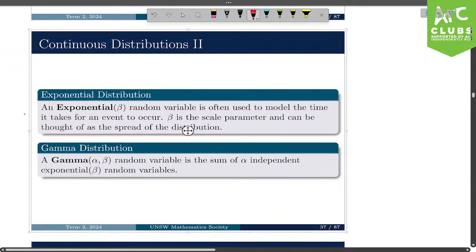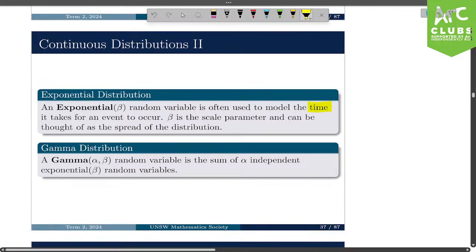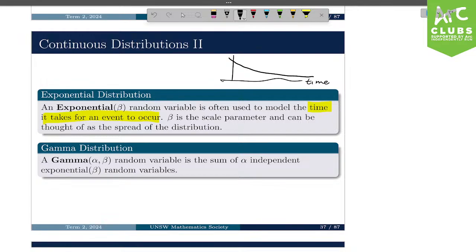An exponential random variable is often used to model the time it takes for an event to occur. So the thing to remember is this is the time it takes for an event to occur. On the x-axis, if you have something that's like the time, then you're going to want to use an exponential random variable. And it goes off and it looks like something like that.